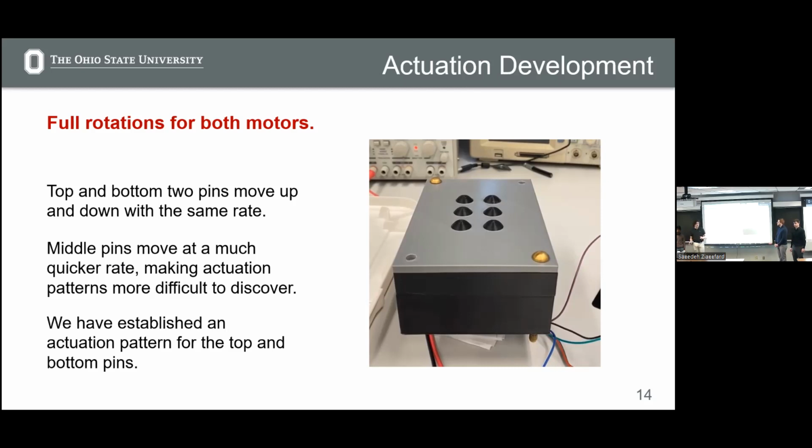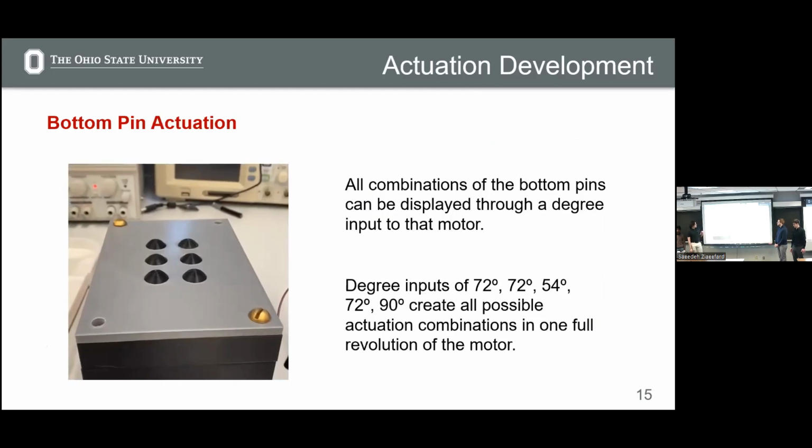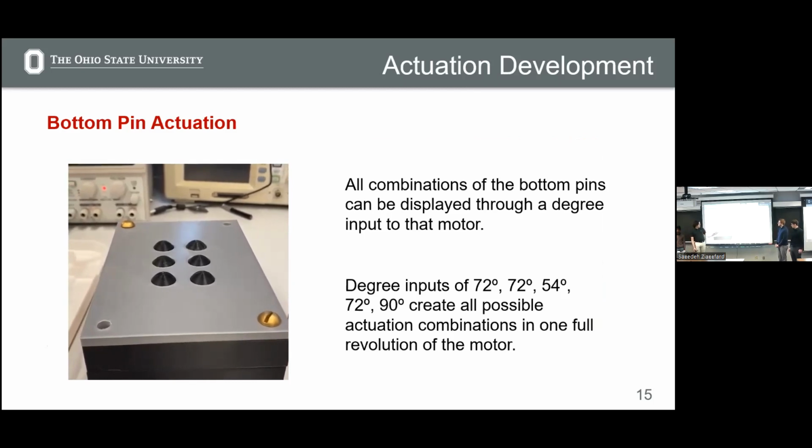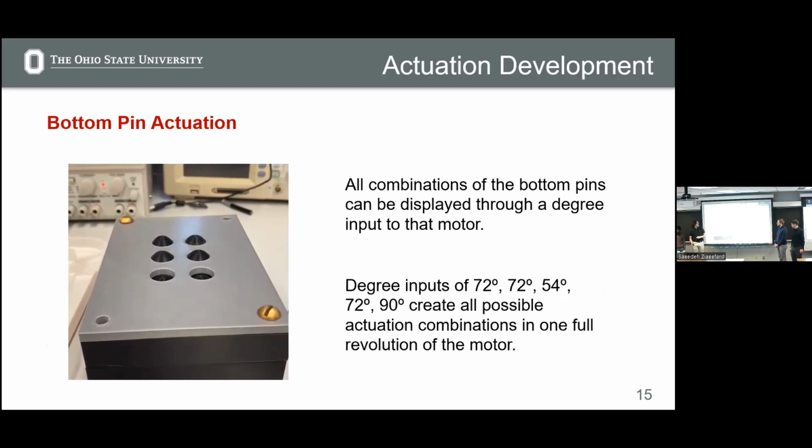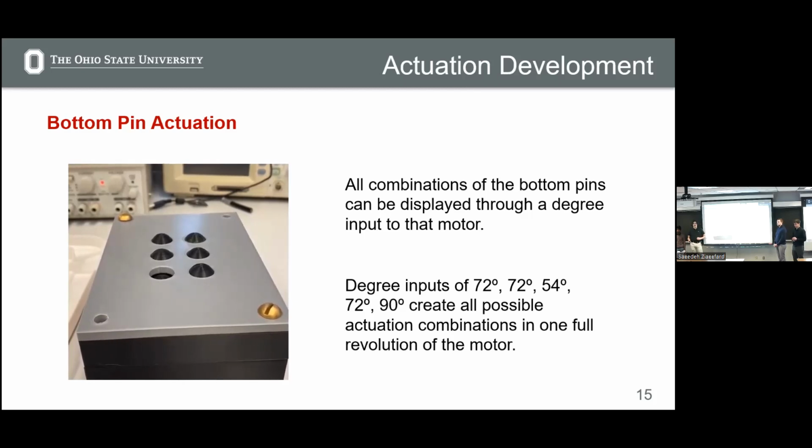So we're working on solutions that we'll get to in a couple slides about how to reduce that step size if possible. And then here's another video of just the bottom two pins moving, and you'll go through the 72, 72, 54, 72, 90 degree rotation to get every combination of these two pins, which is also for the top two pins. And that's important because we need this information so that when we scale down, we know exactly what degree rotation should get us to this setup. And again, that's necessary for our success when we scale it down.